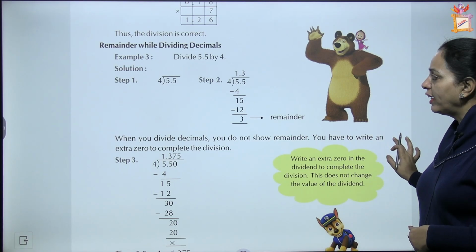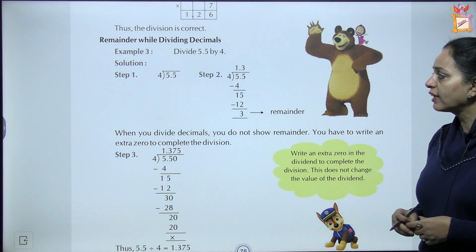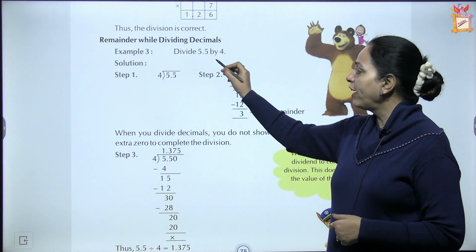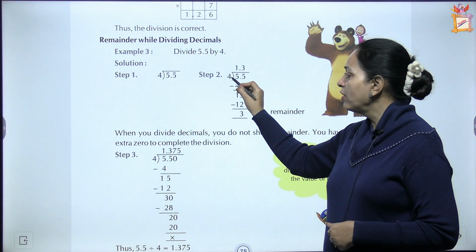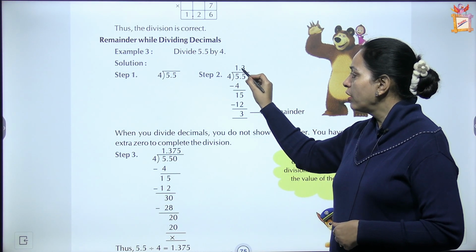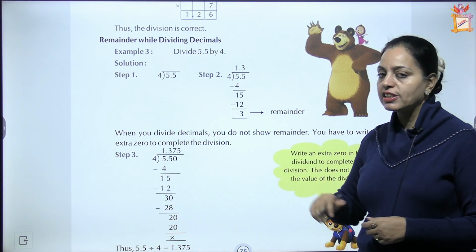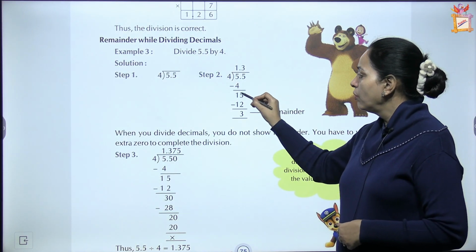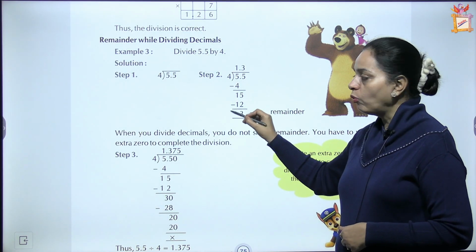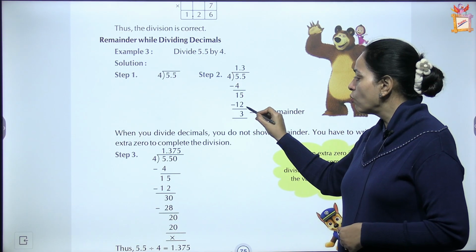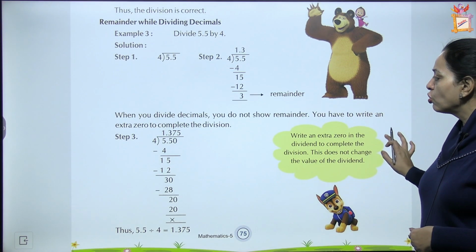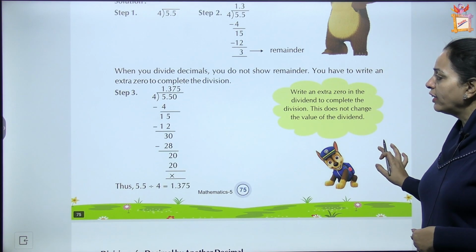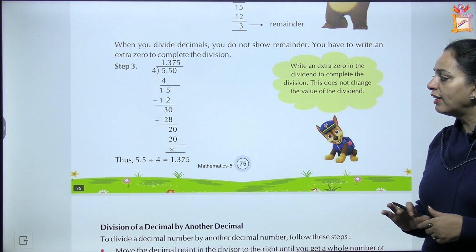Remainder while dividing decimals, now a remainder can also come. Like example 3, divide 5.5 by 4, so take the whole part 5, so 4 1s are 4. Now decimal part starts, so put the decimal point. Now here 1 and 5 down, 4 3s are 12. So what is left? 3 remainder. So when you divide decimals, you do not show remainder. You have to write an extra 0 to complete the division.